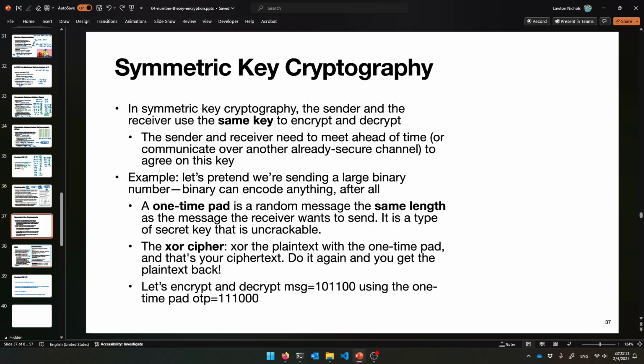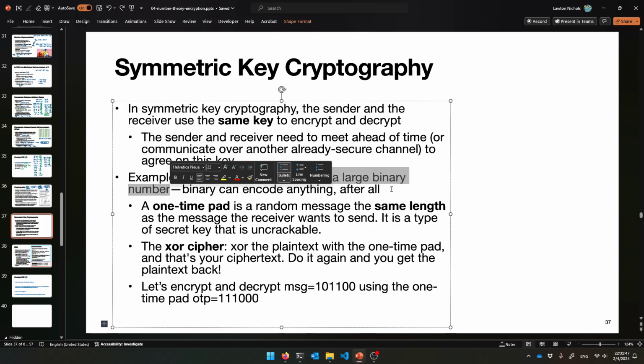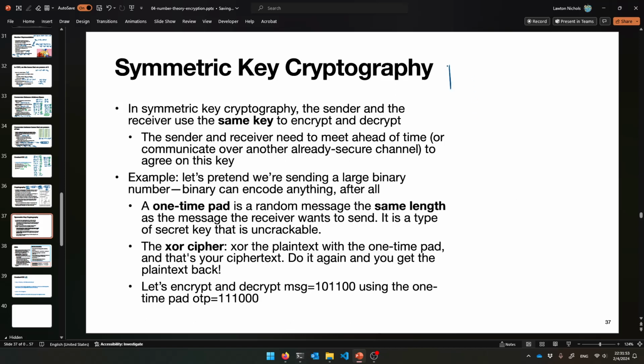You have your message, what you want to send. So as an example of symmetric key cryptography, let me give you some ideas. Let's pretend that our message, the thing we're trying to send, is a large binary number. Assume it's in binary, assume it's a number, because binary can, of course, encode anything. Everything inside of a computer is ones and zeros. So you've got your message. That's the thing you're trying to send to somebody.